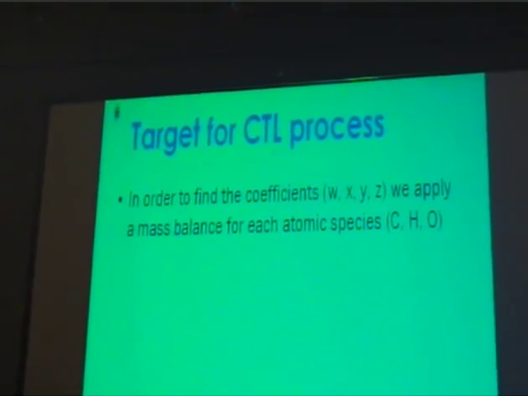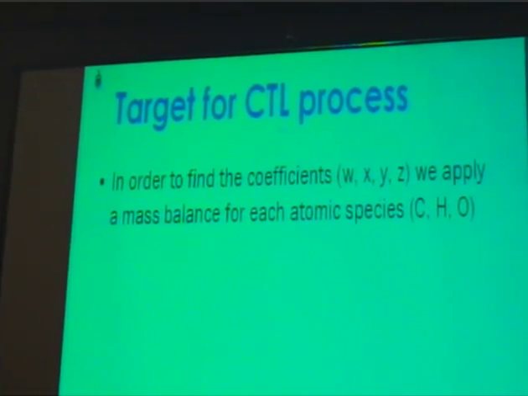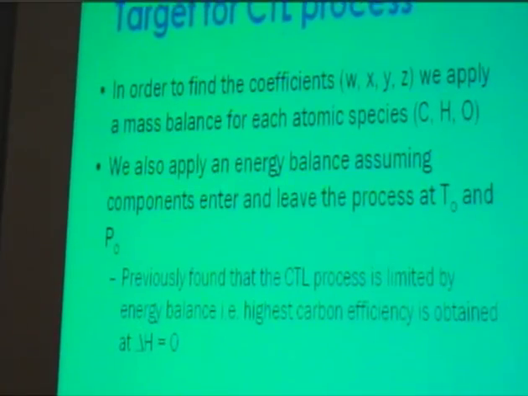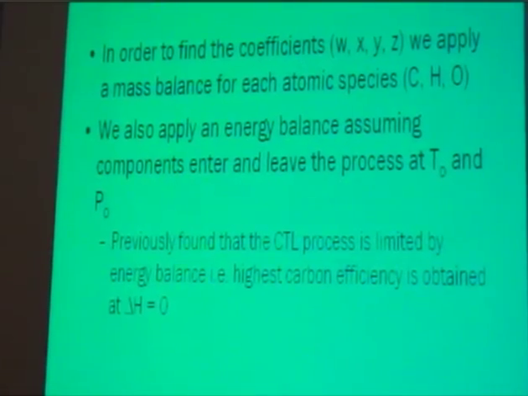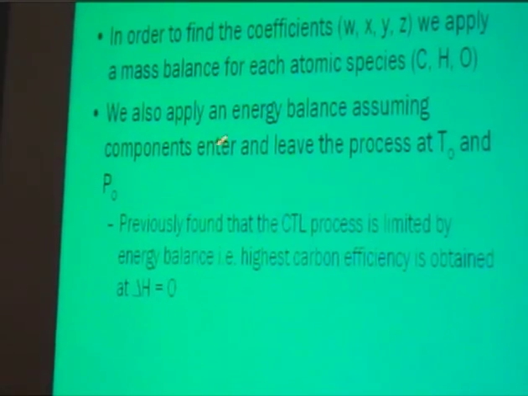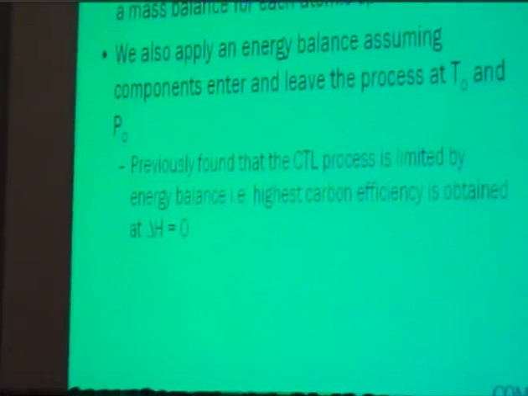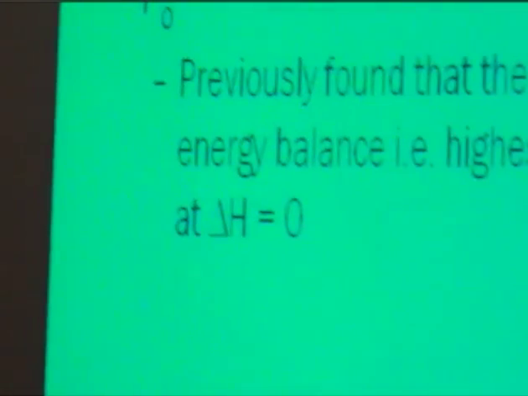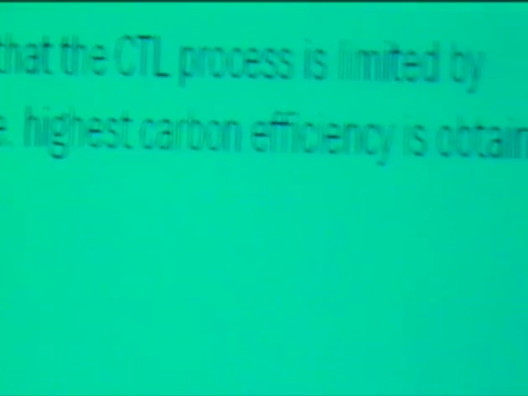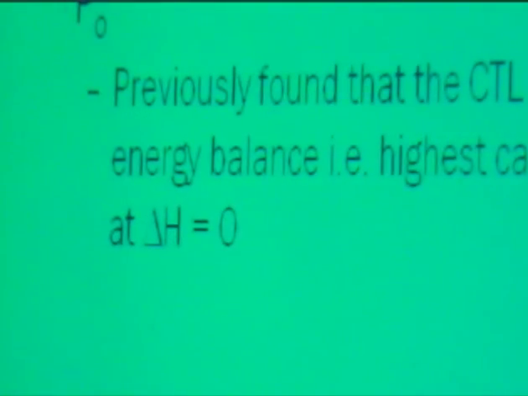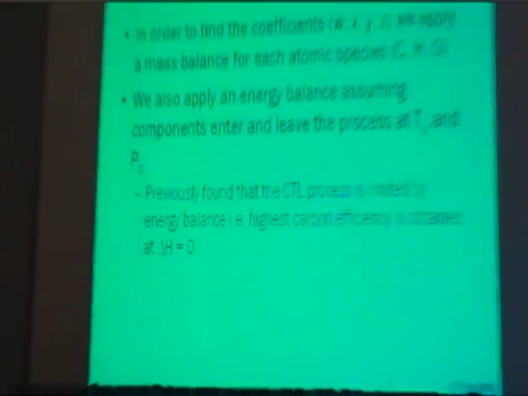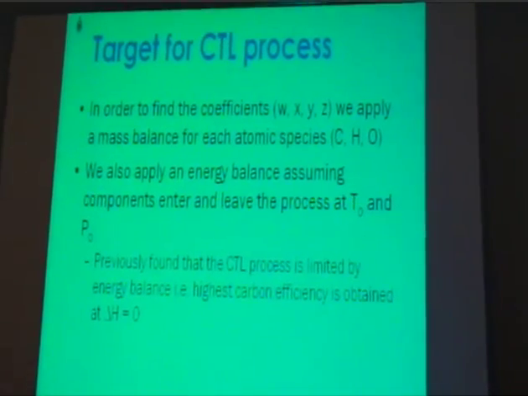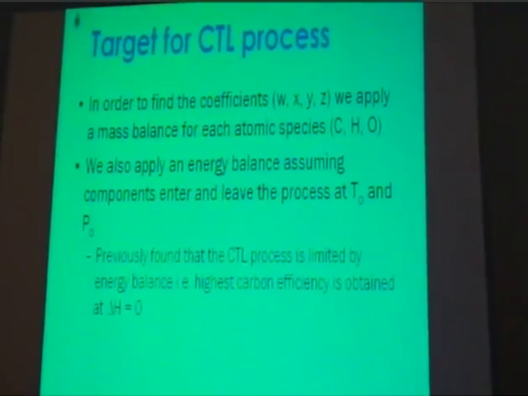And what we can then do is actually solve for the coefficients W, X, Y, and Z when we apply a mass balance on carbon, hydrogen, and oxygen. In addition, what we can do is apply the energy balance on the overall process, which gives us another parameter. We've got 3 equations here, 4 unknowns. By adding our energy balance in, we're able to get the fourth unknown found, and we've now got a defined process. And previous work we've done in the group has shown that the coal to liquids process is actually limited by the energy balance, and our highest carbon efficiency comes about when we're not producing excess heat from our process.